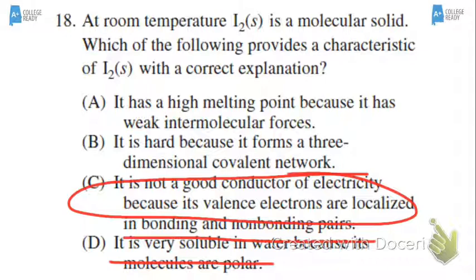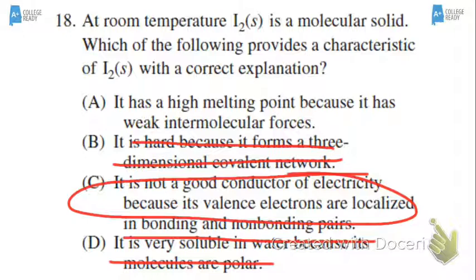B, it is hard because it forms a 3-dimensional covalent network. So again, there are only really 2 covalent network solids that you need to know, diamonds and silicon dioxide. So you could eliminate this one. And you really don't know much about intermolecular forces at this point, but you will later on this unit.